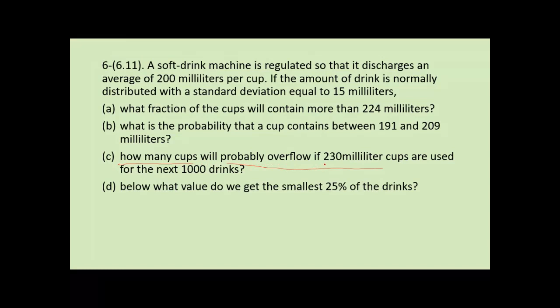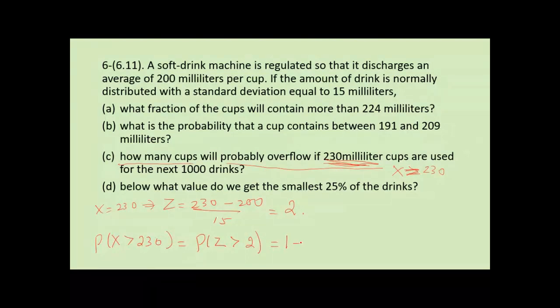So probability of x greater than this one, overflow, isn't it? So x should be greater than 230. You will take x equal to 230 and then find the result. X equal to 230 will give z equal to 230 minus 200 over 15, which is 2. So probability of x greater than 230 is equivalent to probability of z greater than 2, which we can write as 1 minus probability of z less than or equal to 2. So find the area left side of 2 and subtract it.